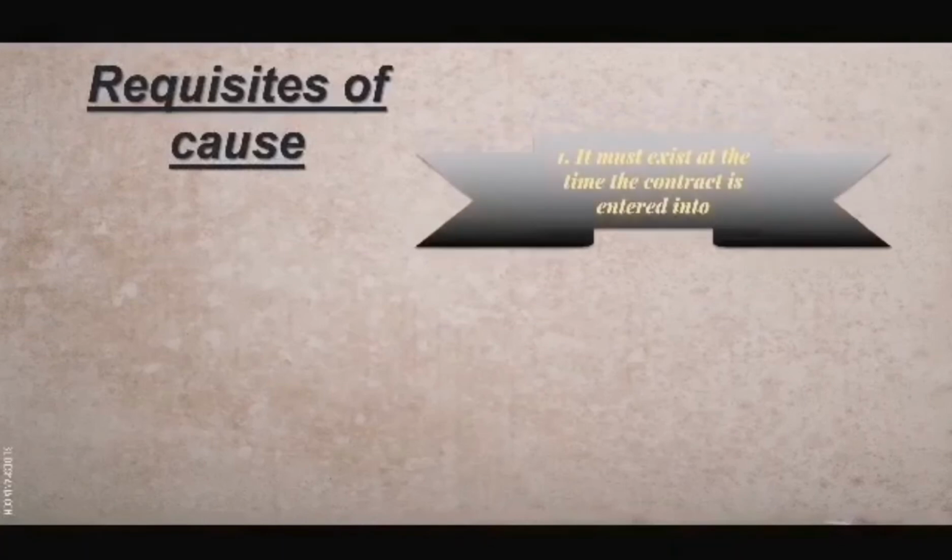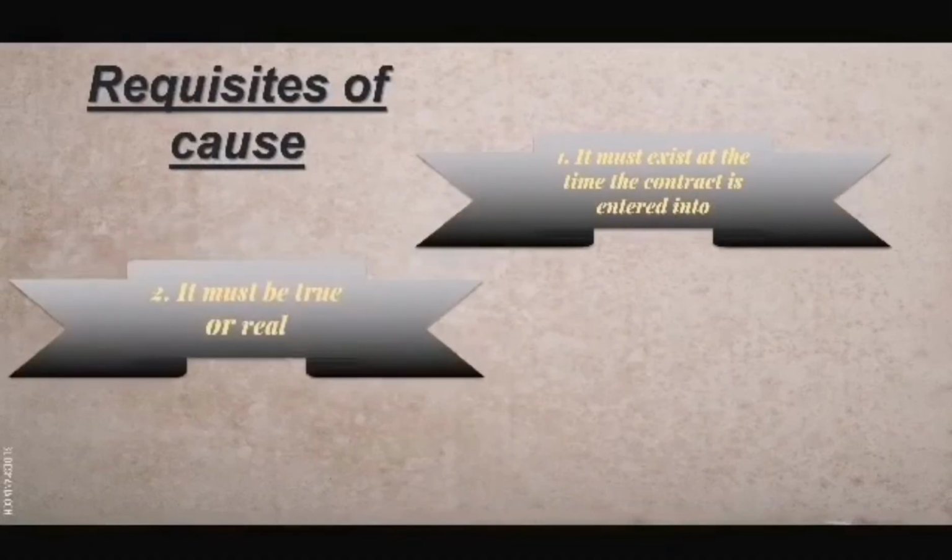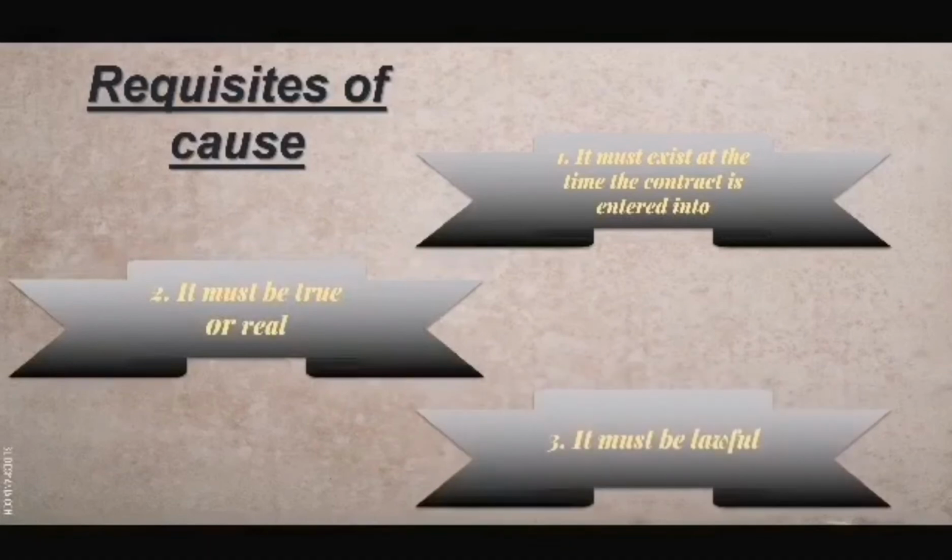So now let's proceed to the requisites of cause. First, it must exist at the time the contract is entered into. So the cause must be present, kasi if not, then magiging kulang ang essential requisites of the contract, which is consent, object, and cause. So, the cause must be present. So, next requisite is the cause must be true or real. And the last one is it must be lawful. Lawful means it is not contrary to law, morals, custom, public order, or public policy.